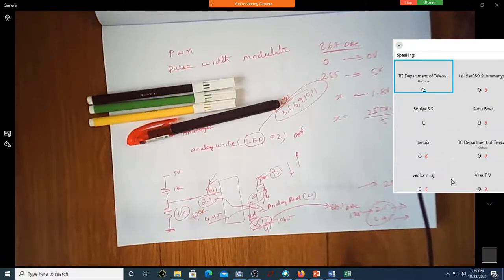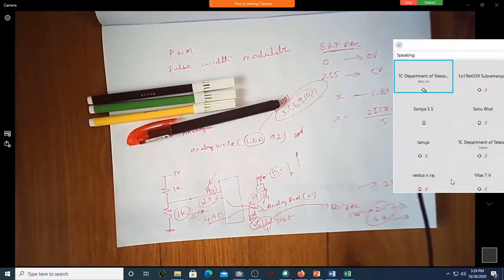Correct? If you are using a button, I want to read from the button. Read means I have to read from the button, so it has to be an input. So pinMode will specify the mode of the pin, whether it is input or output.